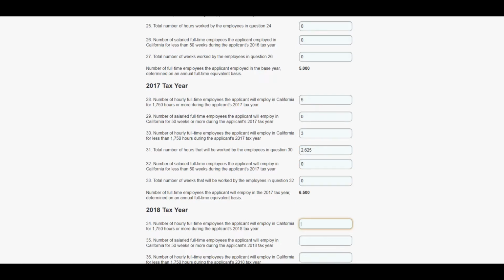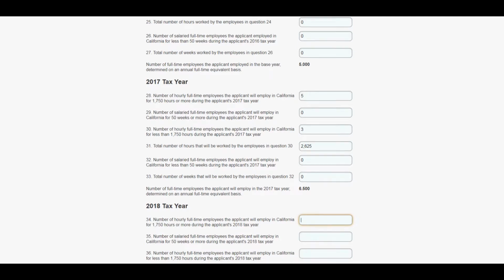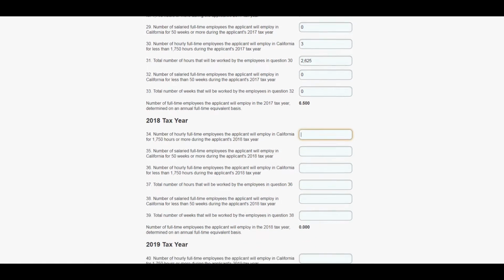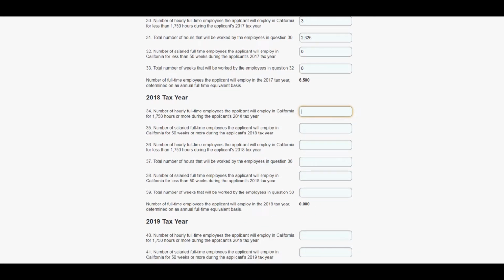Now we have the 2018 tax year. Although Widget will not be hiring in 2018, let's look at how the AFTE changes. Widget will have the original 5 full-time employees that are projected to work all of 2018. Also, the 3 employees that were hired in 2017 are now predicted to continue working and will work all of 2018. So, all 8 full-time employees will work at least 1,750 hours in 2018. As a result, Widget enters 8 into question 34.